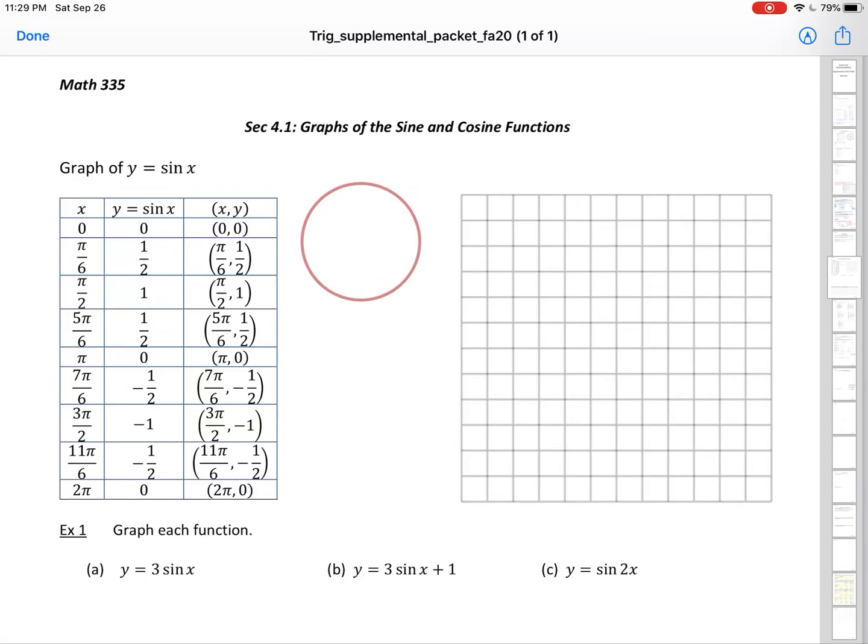Alright, here we are in Chapter 4, Section 4.1. We're going to be looking at graphs of sine and cosine functions. And it'll continue on in 4.2, looking at sine and cosine and shifting them left and right. And then we'll move into tangent and cotangent, and that will wrap up our week. And then we'll look at some more graphs next week.